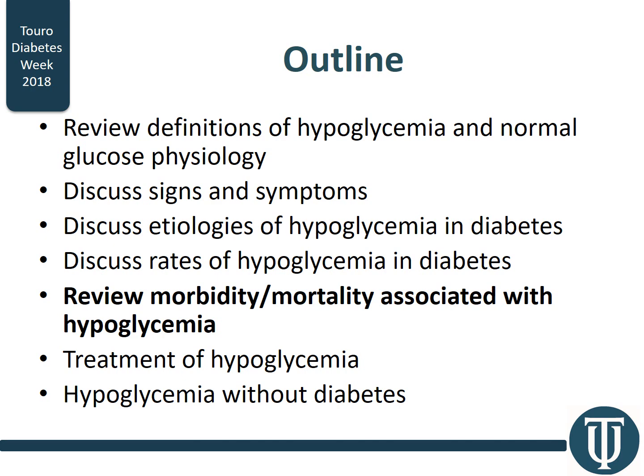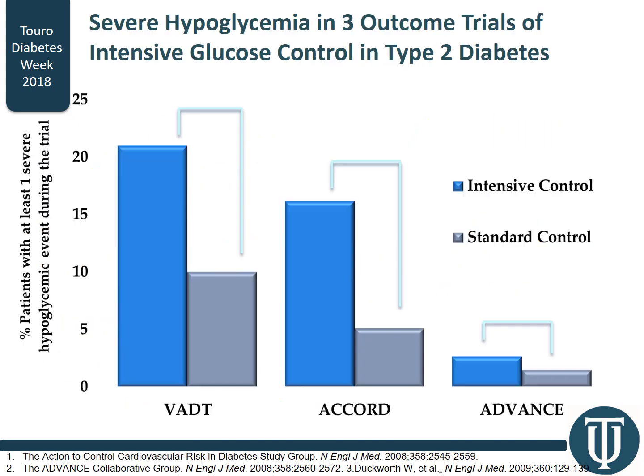So now we'll talk about the morbidity and mortality and why it's important to identify it and treat it. So these are 3 large studies looking at type 2 diabetes and intensive control versus standard control. And you can see that in all 3 of the studies, there was a substantial increase in the number of patients who had at least one severe hypoglycemic episode during the trial with intensive control.